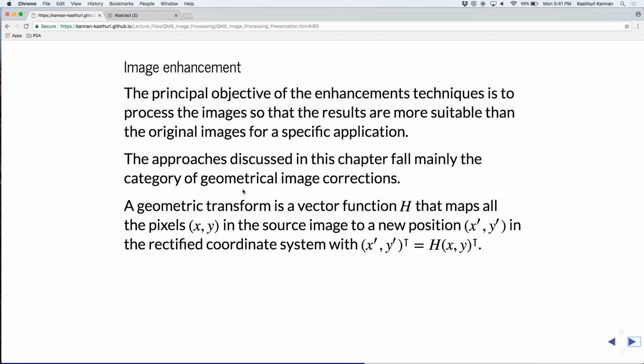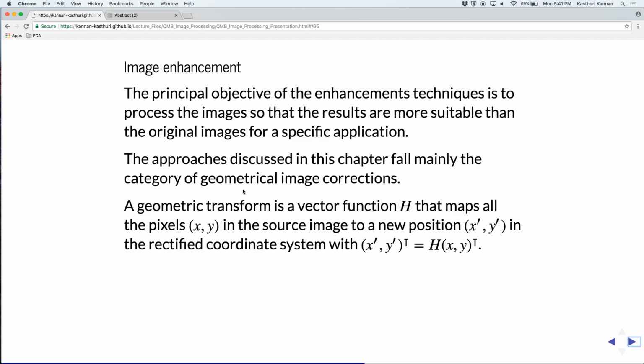All right, let's go into another topic, which is image enhancement. The principal objective here is to process an image so the results are more suitable than the original images. We have to transform some images if we want to find out certain features of it, and things like that. These approaches usually fall under the category of geometrical image correction.